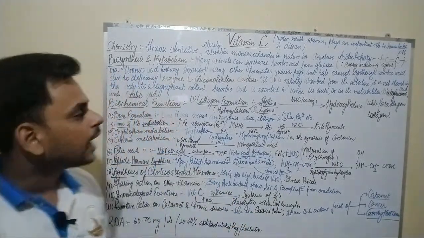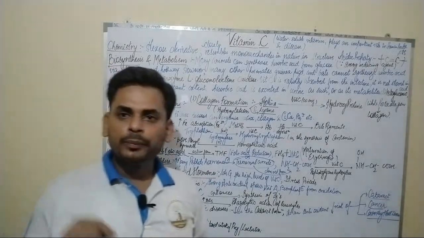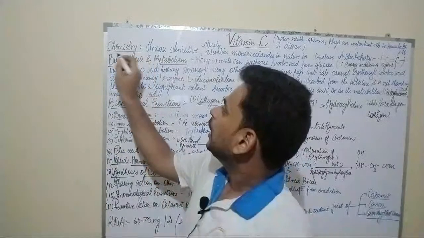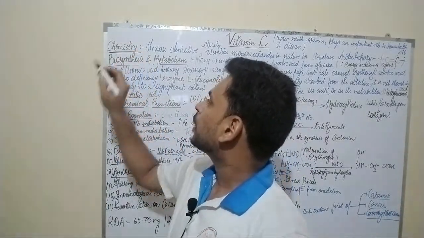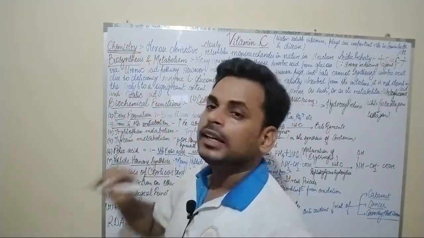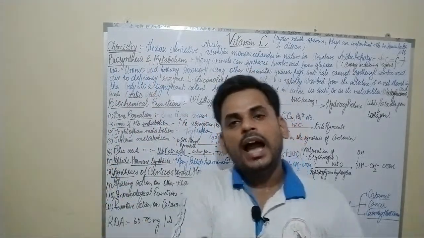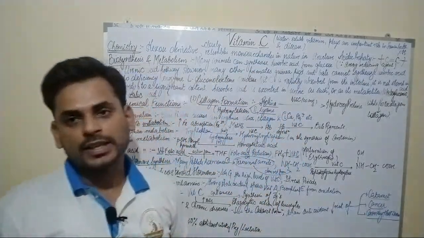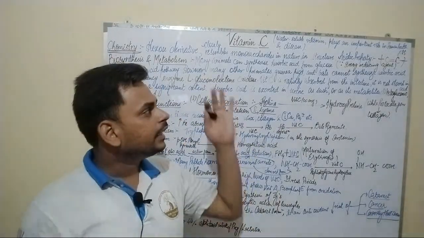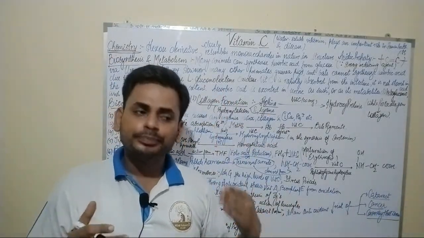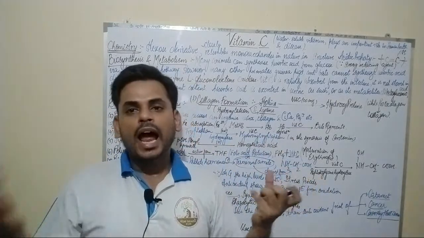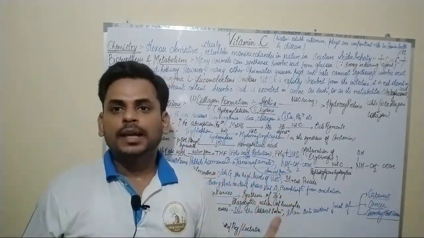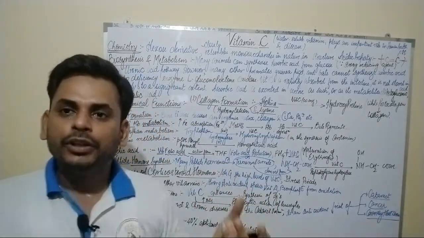So students, when looking at the chemistry, what is the chemical structure related to this vitamin C, the chemical name for it is ascorbic acid. So in the entire video, I'll be taking up vitamin C and ascorbic acid as more or less the same thing, so I'll be using either of the terms.